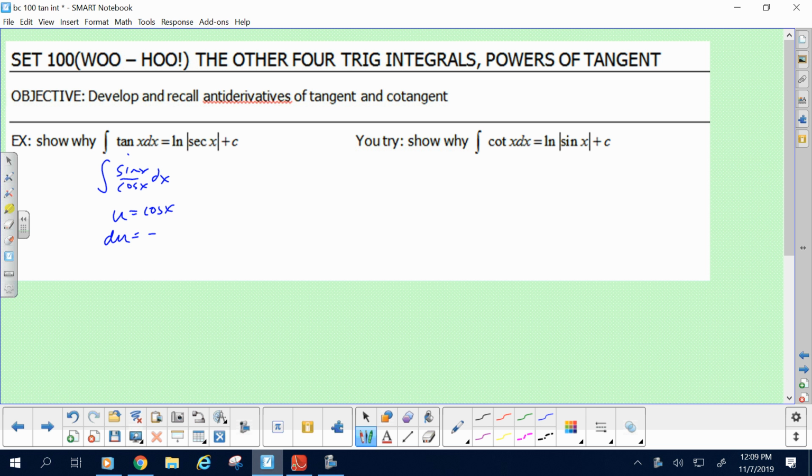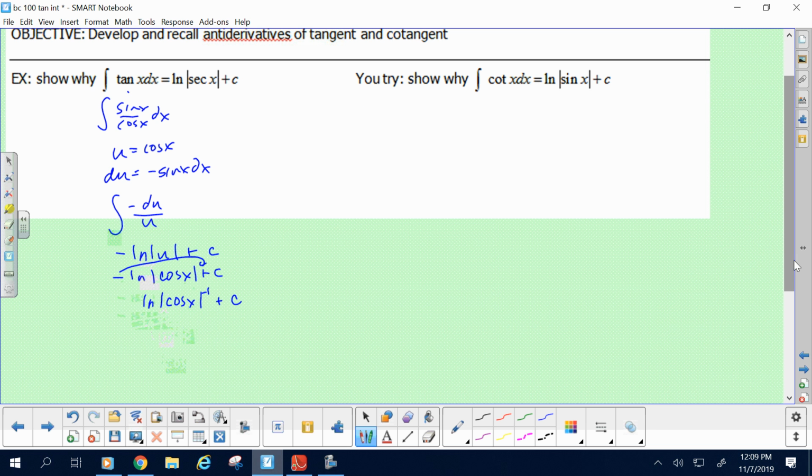When you U sub, the du is negative, yeah? And so upon substitution with u, you get negative du over u. You remember? That's negative natural log of the absolute value of u plus c, which is negative natural log of cosine. But the more common form, instead of negative log of cosine, is to take that negative 1, bring it up to the exponent, and call it cosine to the negative first. Does that mean cosine reciprocal or cosine inverse? That means cosine reciprocal, and therefore it is log of secant.